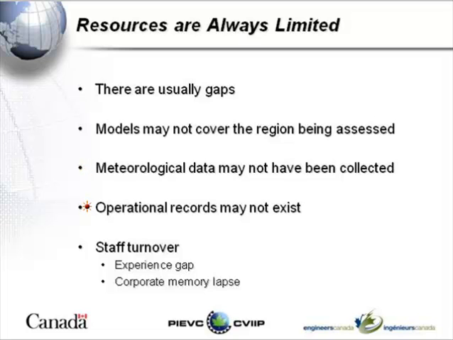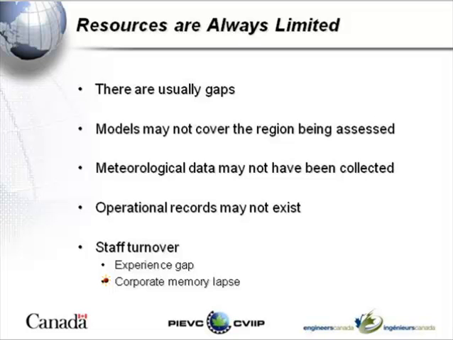Operational records may not exist, or, as is quite more often the case, where it was collected contains logs, and those logs going back 20, 30 years are now missing because people have moved and files have been filed away and the like. Also, we have staff turnover, so there could be an experience gap. We understand that there was a flood in this region in 1986, but the guys who dealt with it are no longer working for the organization, so we don't know precisely what they did. And so that leads to a corporate memory lapse. These are all gaps that we have to confront and deal with.